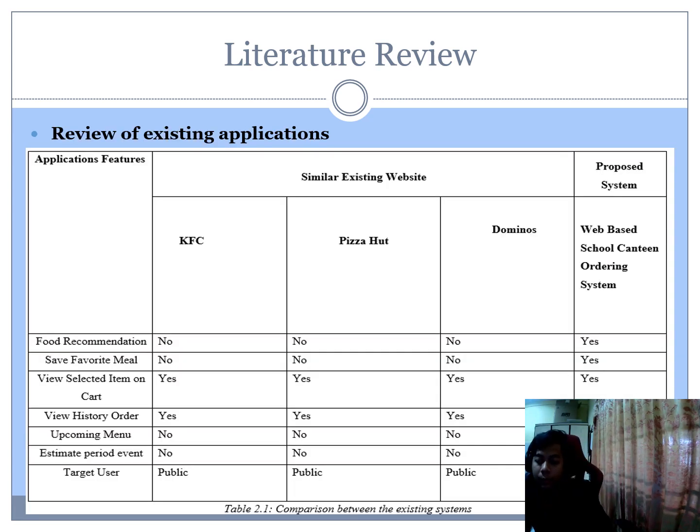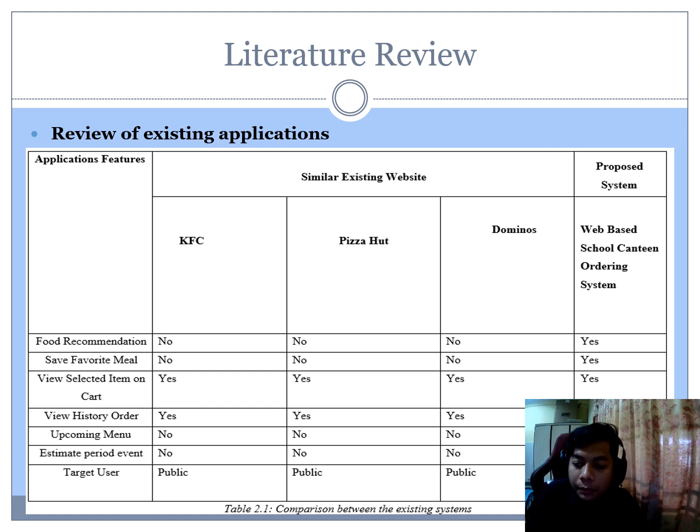Okay, now let's compare the three existing websites, KFC, Pizza Hut, and Domino's, with my proposed system. First is the food recommendation. KFC, Pizza Hut, and Domino's don't have this function, so I will put this feature in my proposed system. Why? Because as a customer, I really want to buy the popular food among customers. I want to know what the highlight is, what the customers' favorites are that they usually order.